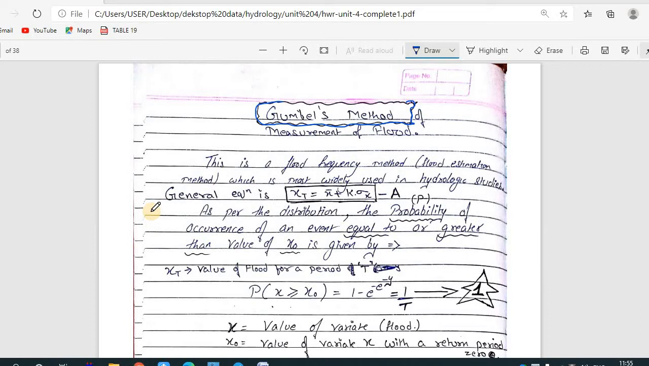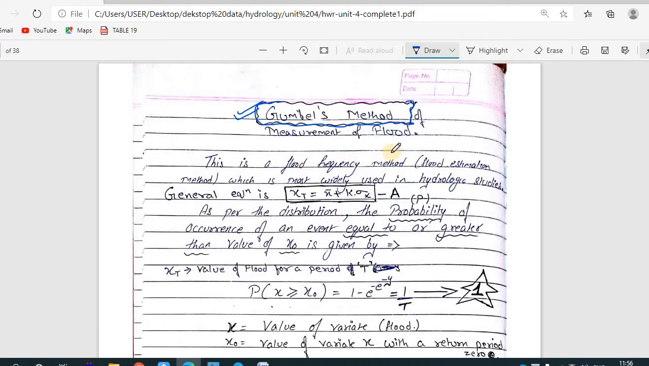As you all know, we have completed our fourth unit, and the only thing left in your fourth unit is the Gumbel method of measurement of flood. This is one of the important questions related to the flood frequency method because it is asked as a numerical in your university exam. So we'll study its theoretical part and try to do some numericals related to it. Basically, this is also a method to determine the frequency of flood.